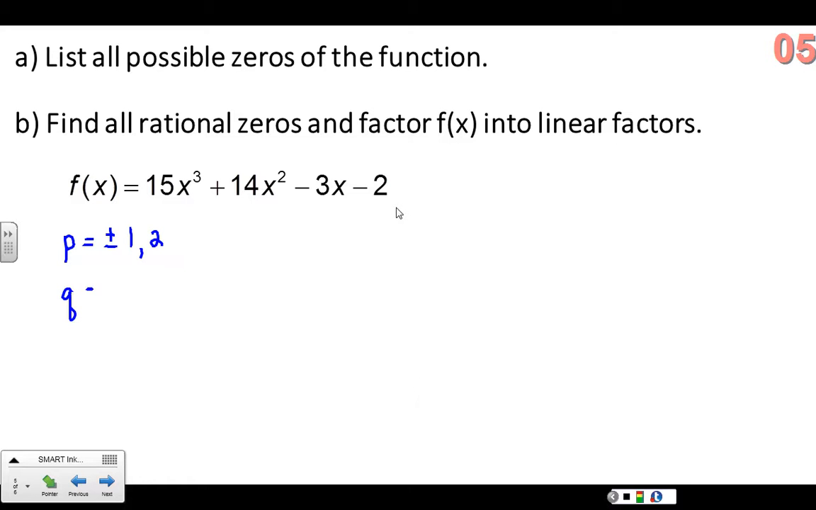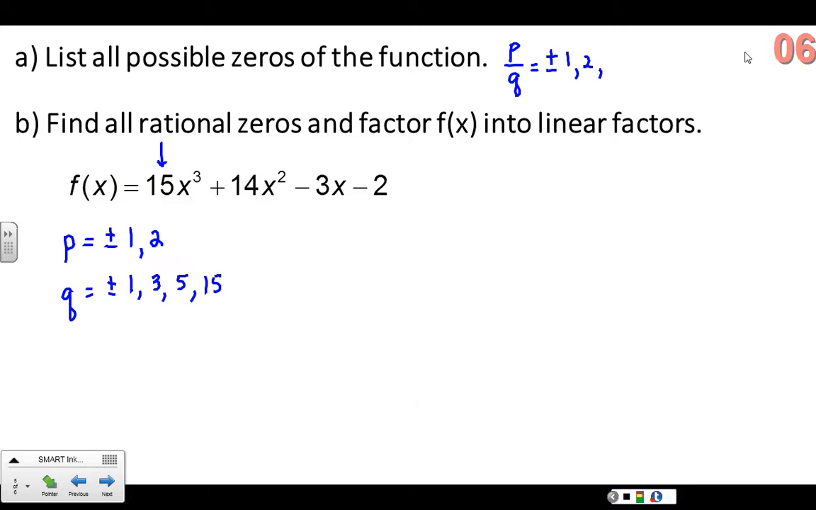Now, the factors of q, the leading coefficient in this case, is the 15. So 1 goes into 15, 3, 5, and 15. That's all the numbers that will divide evenly into 15. So if we form the fractions p over q, don't forget plus or minus. If you put all the numbers on top over 1, you would get 1 and 2.